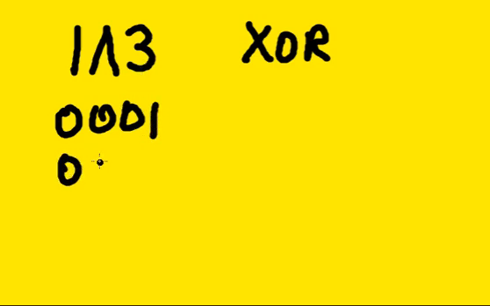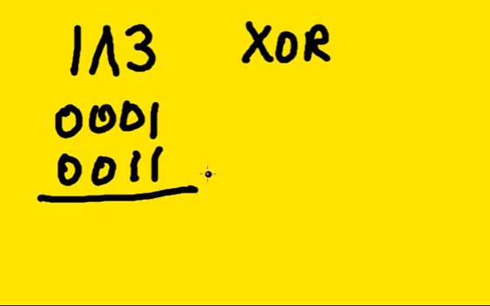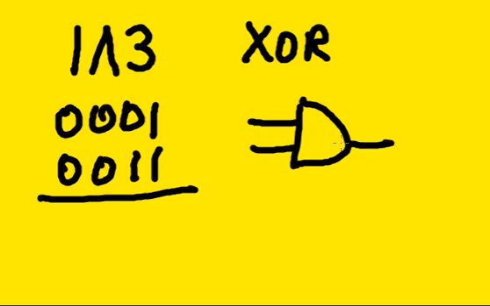3 is 0011. Let's XOR these guys together. 1 and a 1. That means if you have a 1 and a 1, and you're going to XOR them, only one of them can be a 1 to get a 1 output. Here I got 2 of them, that's going to give me a 0.